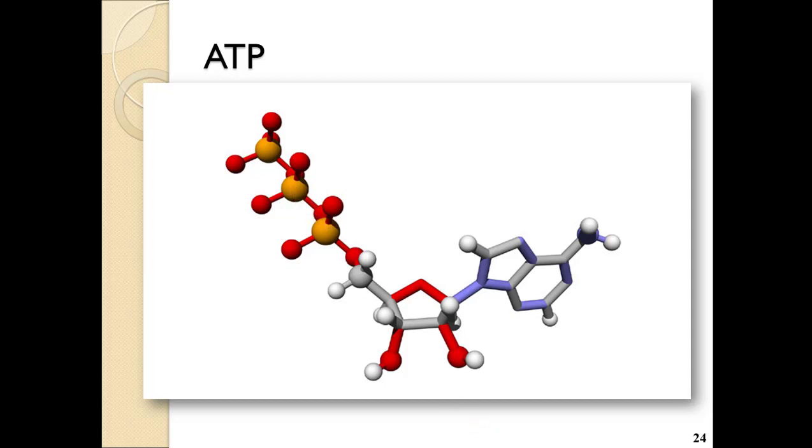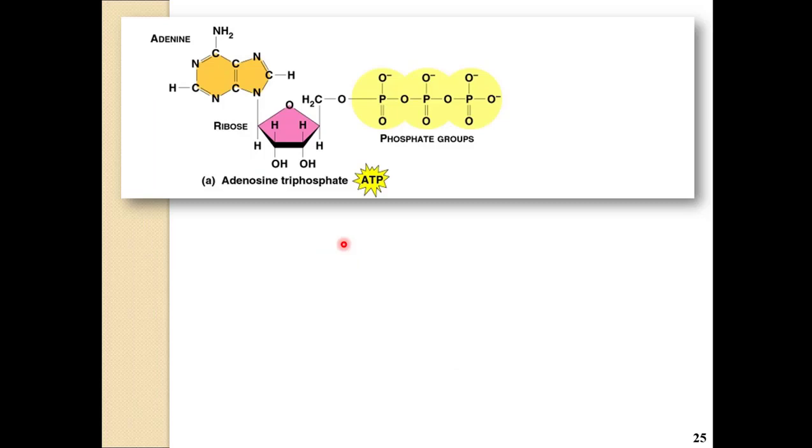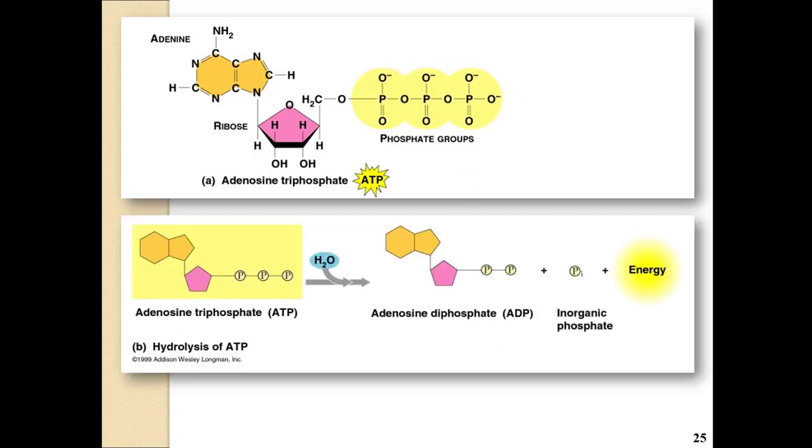Now here's another drawing of ATP. So again, here's the ribose sugar, here is adenine, and then here are the 3 phosphate groups out to the side. And through a process called hydrolysis, this is how we get energy out of ATP. So we're going to take off this 3rd phosphate group. And so here's another representation of that same molecule. You can see the 3 phosphate groups here, here, and here.